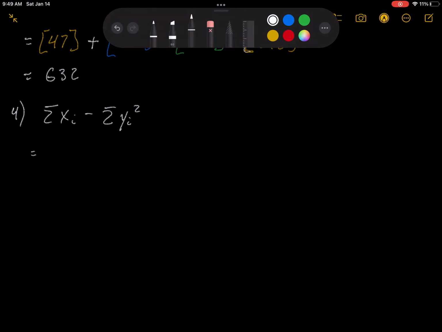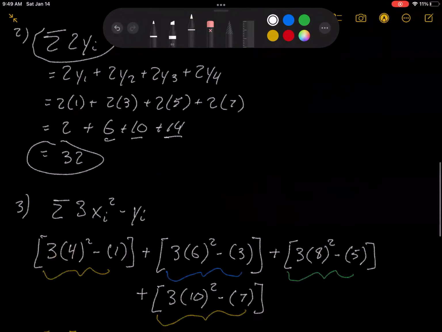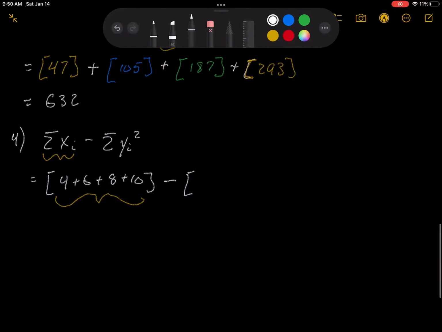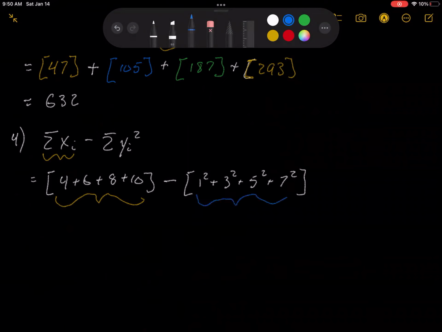So this will give us, what is the sum of the x's? That is 4 plus 6 plus 8 plus 10. All right, so that right there is the sum of my x's. I now subtract from it the sum of the y squareds. So my y's, what are those? Those are 1, 3, 5, and 7. So those would be 1 squared plus 3 squared plus 5 squared plus 7 squared. Right. This is the sum of the square of my y values.